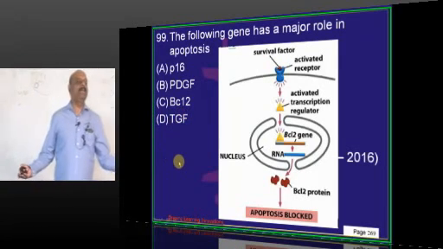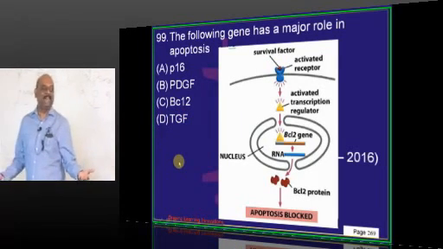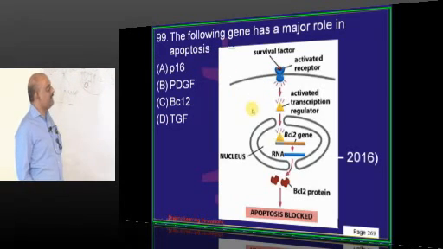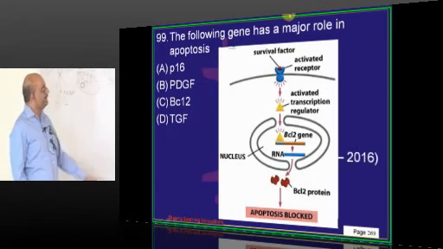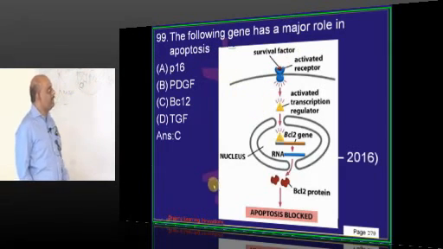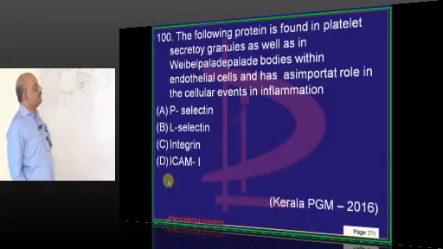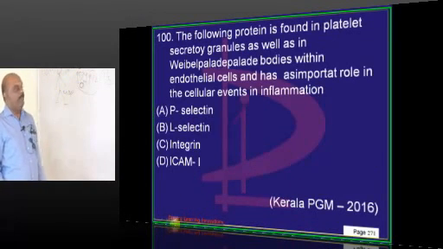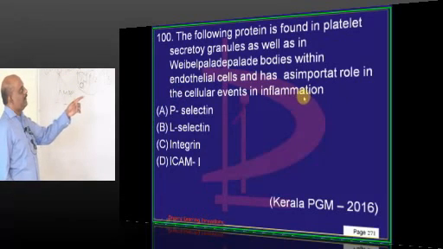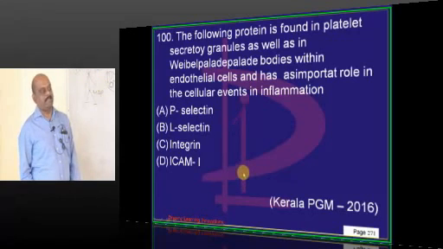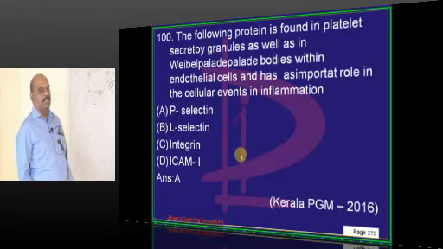Now comes my apoptosis question. So Bax gene, Bad gene, BCL gene, and so on. What is the major role? BCL2 is the one having a major role in apoptosis. Weibel-Palade bodies, which are formed, attach to that and have a role in inflammation: P-selectin. Illogical question. Impossible.